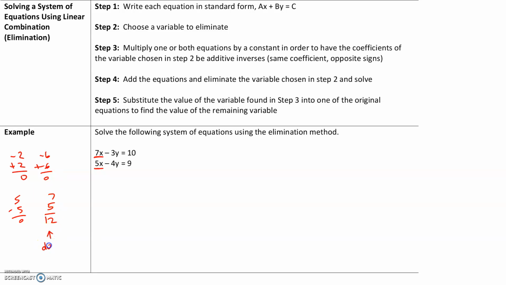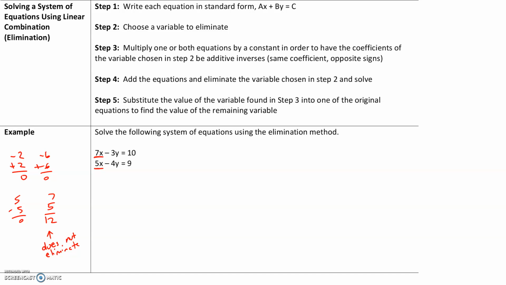That does not eliminate. So we need to have this kind of a case. These are called additive inverses, which means we have the same number but different signs. We need to create additive inverses. So we need to make sure that 7 and 5 both turn into the same number, but one's negative and one's positive. So step 3 says multiply one or both equations by a constant in order to have the coefficients be additive inverses.